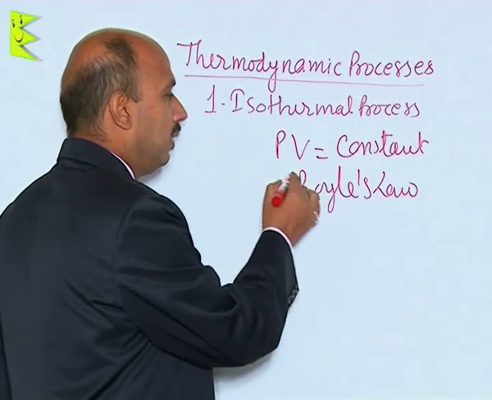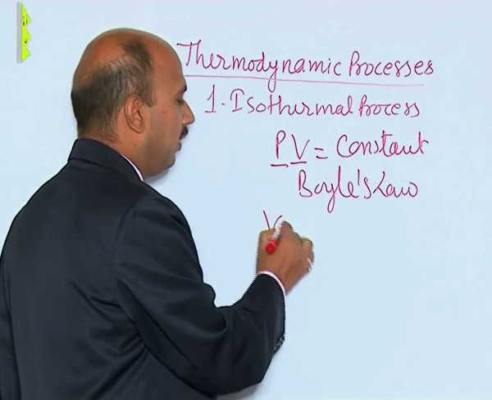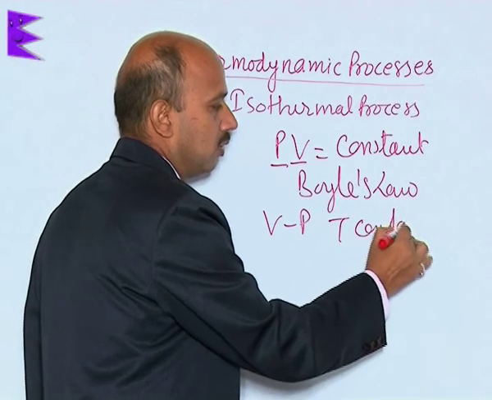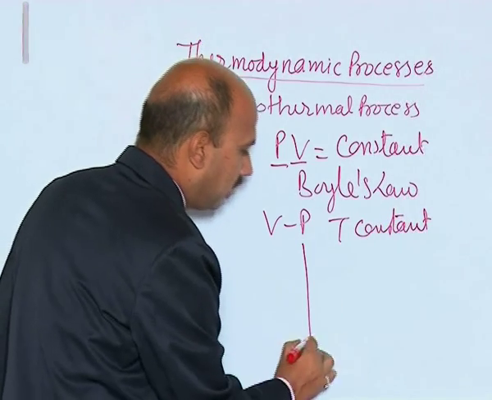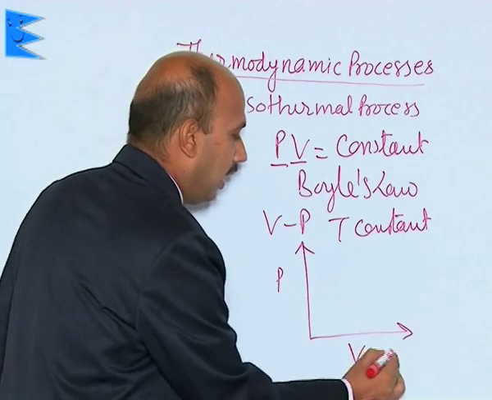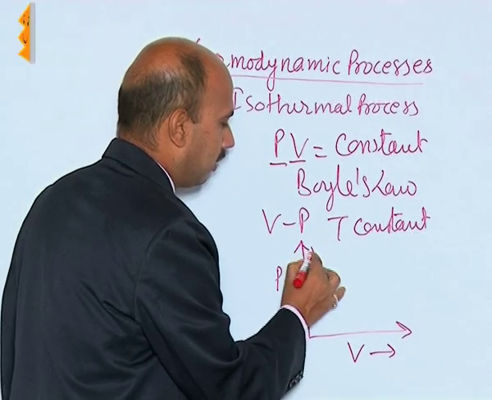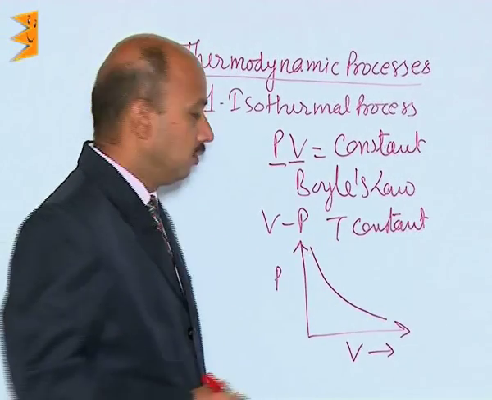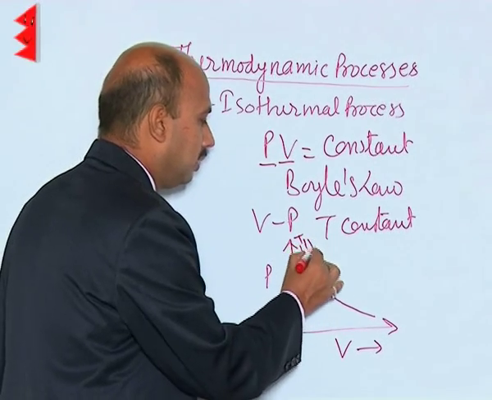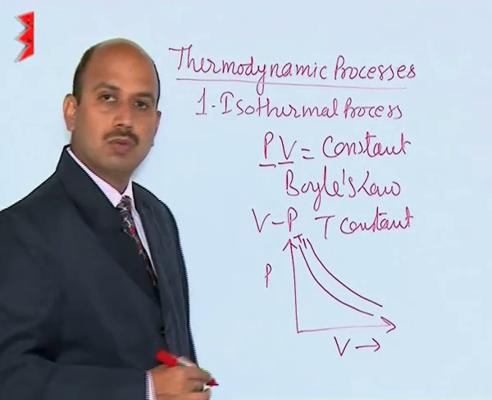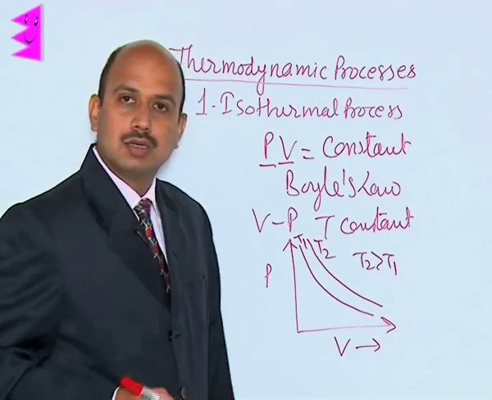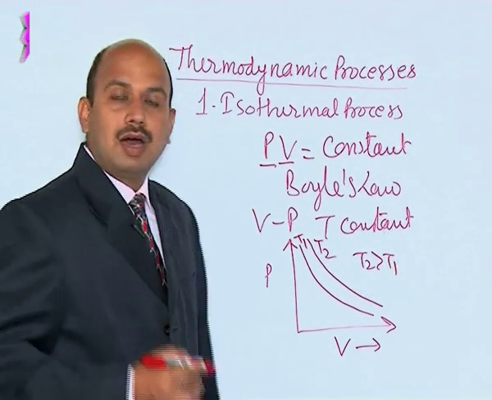Now, if we draw a graph of V versus P, keeping temperature constant, then such a type of curve is obtained. This is P, this is V, and the curve obtained is in this manner. Suppose this is at temperature T1. If you increase the temperature, this graph will become like this. This is for T2. So, here we can write T2 is greater than T1. This curve is known as the isothermal curve.